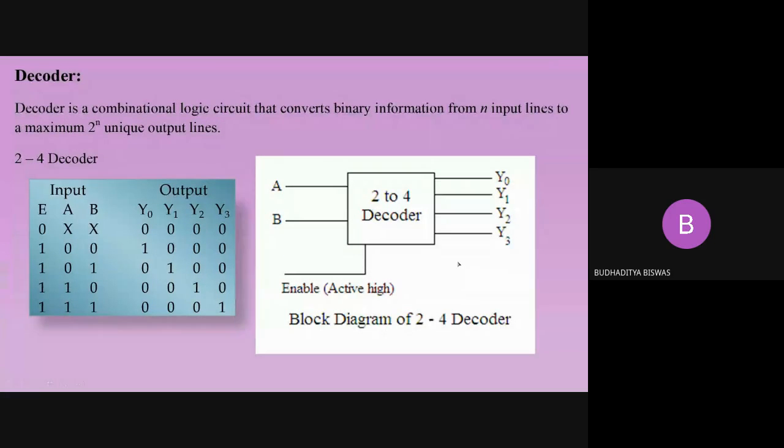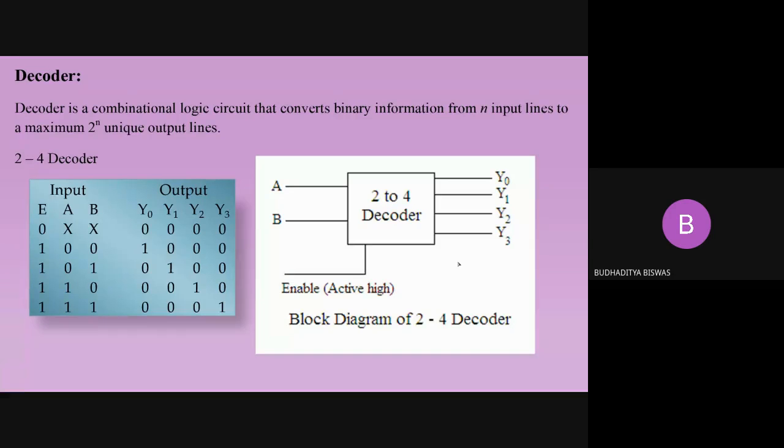Okay, so today we start with the decoder. Decoder is one of the combinational logic circuits. That means the output of the decoder is totally dependent upon the present input. Whatever you are giving at this particular moment as input, the output is dependent upon that one.